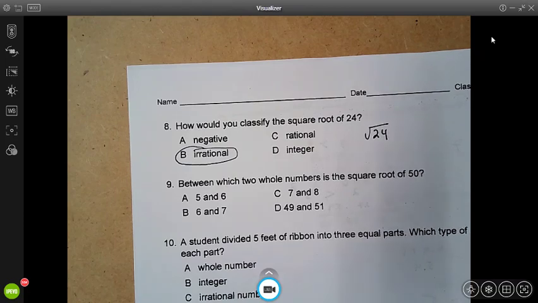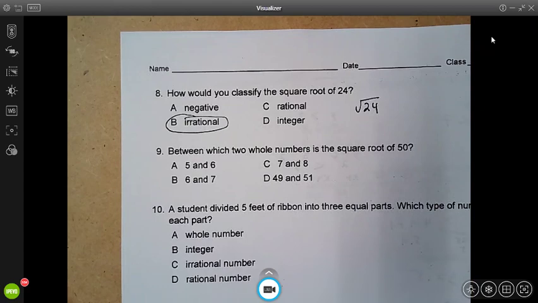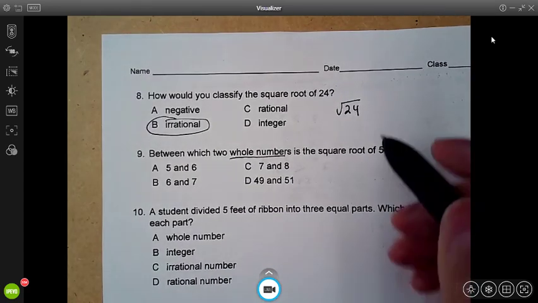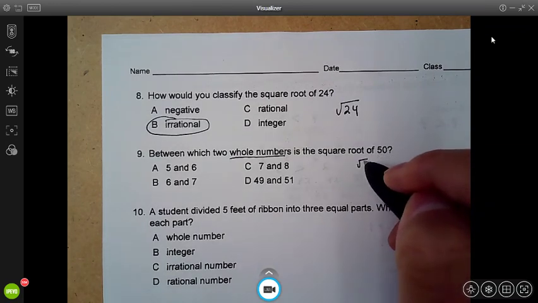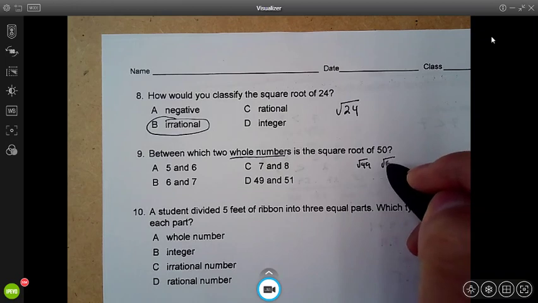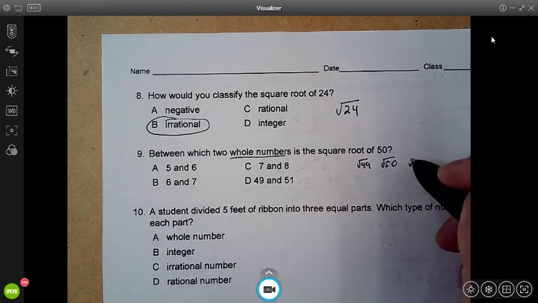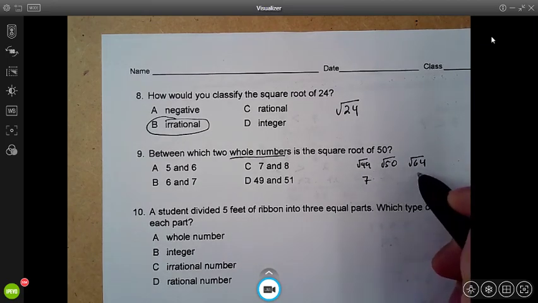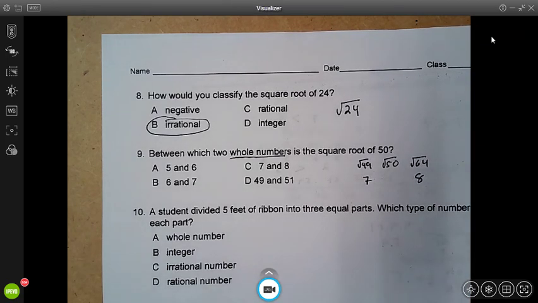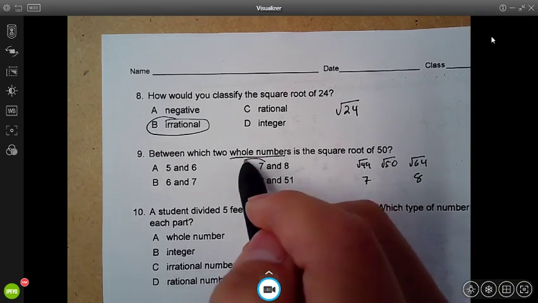Number 9, between which two whole numbers is the square root of 50? Well, the next lowest perfect square is the square root of 49. We've got the square root of 50 right here, and then the next highest perfect square is the square root of 64. So between which whole numbers is that? That's between 7 and 8. So 7 and 8 is what you want.